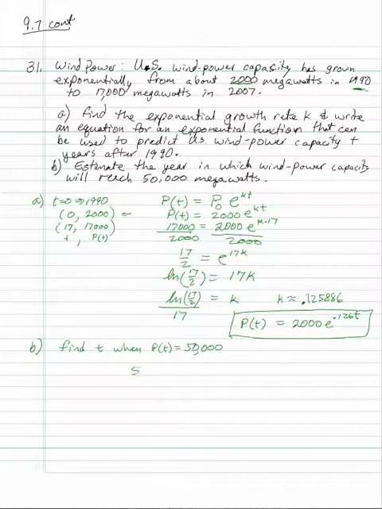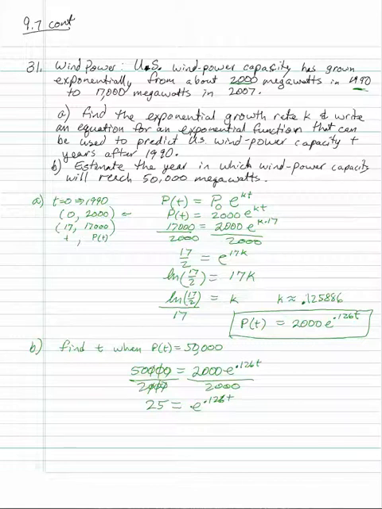So we're going to do 50,000 equals 2000 E to the 0.126 T. Divide both sides by 2000. So remember, you always want to get that exponential by itself. So 50 divided by 2 is 25. Now it's pretty simple from here. You take ln on both sides, and what's nice about this one, if it's base E, the ln and E cancel each other, so you get 0.126 T. Now divide both sides by 0.126.